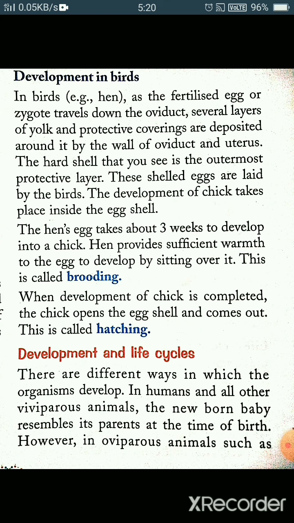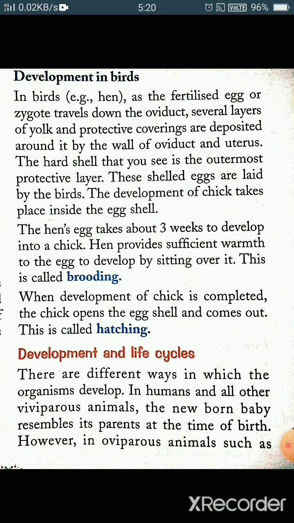The placenta provides nourishment. Here, the oviducts and uterus form a protective covering, right? And the hard cells which we see around the yolk cover it and protect the egg. Means these shelled eggs are laid by the birds.